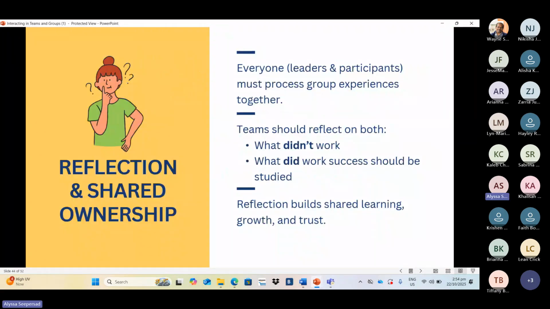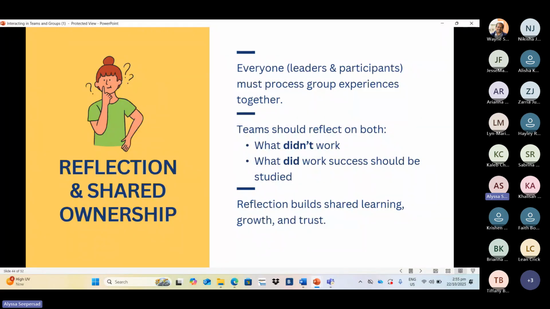Moving on to reflection and shared ownership. So everyone, including leaders and participants, must process group experiences together. Teams should reflect on what didn't work and what did work, and reflection builds shared learning, growth, and trust.